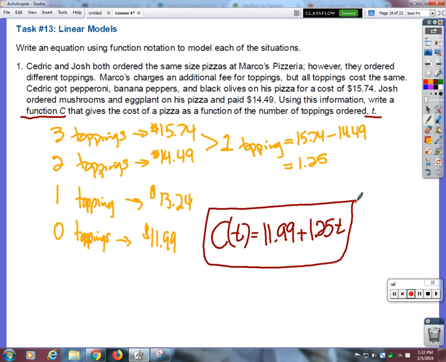Okay, so that problem was considerably more difficult because they didn't tell us what the starting point was, and they didn't tell us what it was changing by. We had to use the information that they gave us to figure that out ourselves. If they don't tell you the starting value, they just don't tell you.